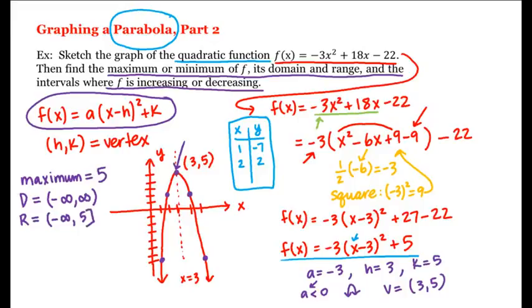And we see that to the left of that vertex, the graph is rising, and to the right, it's falling, which means that the function is increasing on the interval from negative infinity up to 3, and it's decreasing from 3 to infinity. And remember that increasing and decreasing are defined on an interval, not pointwise, but in terms of intervals. So we could have included 3 on either of these intervals, and we would have been correct.